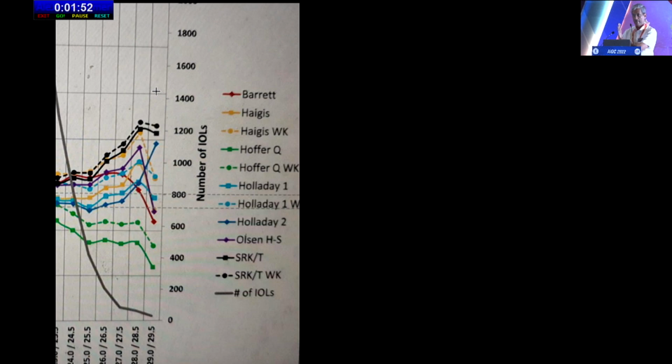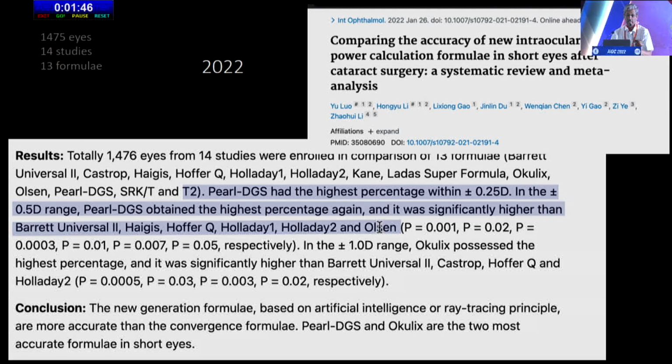Let us come to the hyperopic end of the spectrum where the IOL powers are like 25, 26, 30 and above. Here is a very interesting 2022 comparison. This review article reviewed several studies, 14 studies with 1,475 eyes. Very difficult to get 1,475 short eyes. And the conclusion was the Pearl DGS had the highest percentage of eyes within 0.25 error.